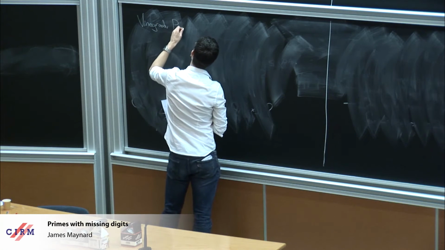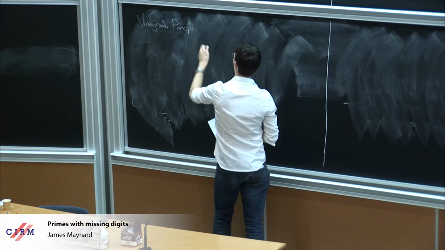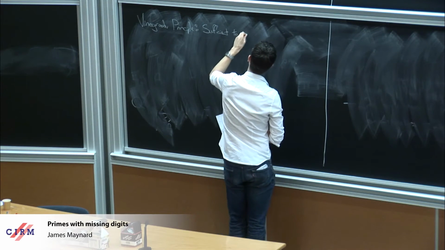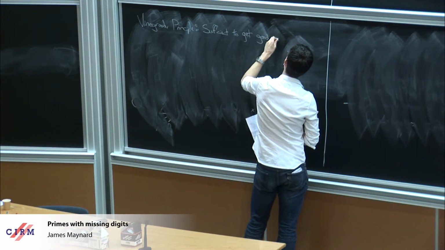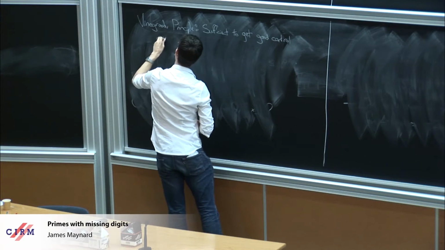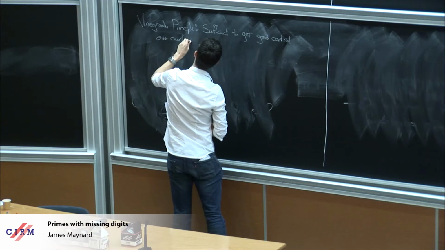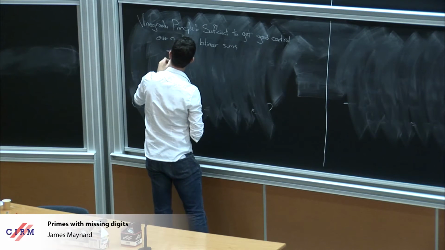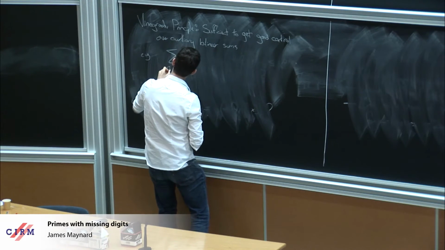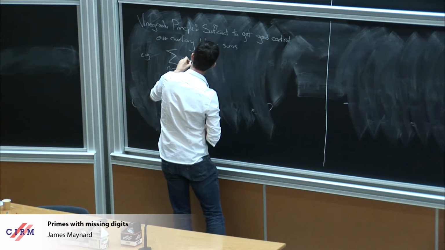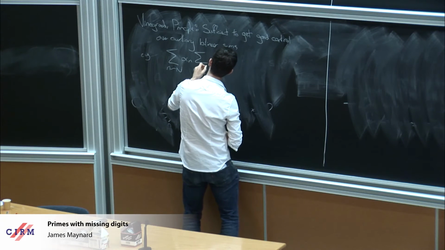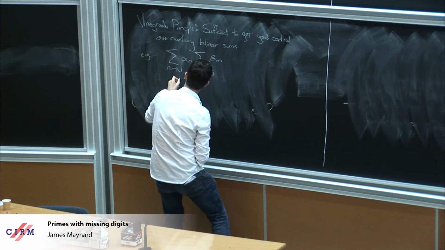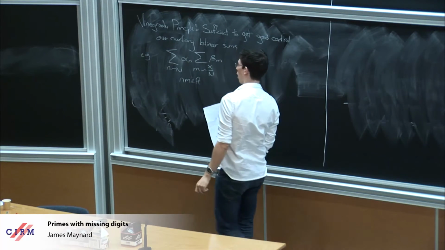So I'll just write this in a slightly simplified form, that it's morally sufficient to get good control over auxiliary bilinear sums. These might look like a sum over integers n of size N with some coefficients alpha n, integers m of size x over N with some coefficients beta m, subject to the condition that nm is in your set A.